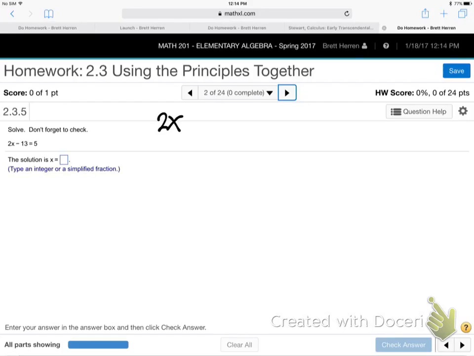Okay, so 2x minus 13 equals 5. There's the wall. Give it a try. X is saying, I want to be alone. Get rid of, who are we going to save for last? The 2x. You always save the thing right next to it for last. First, get rid of that minus 13.